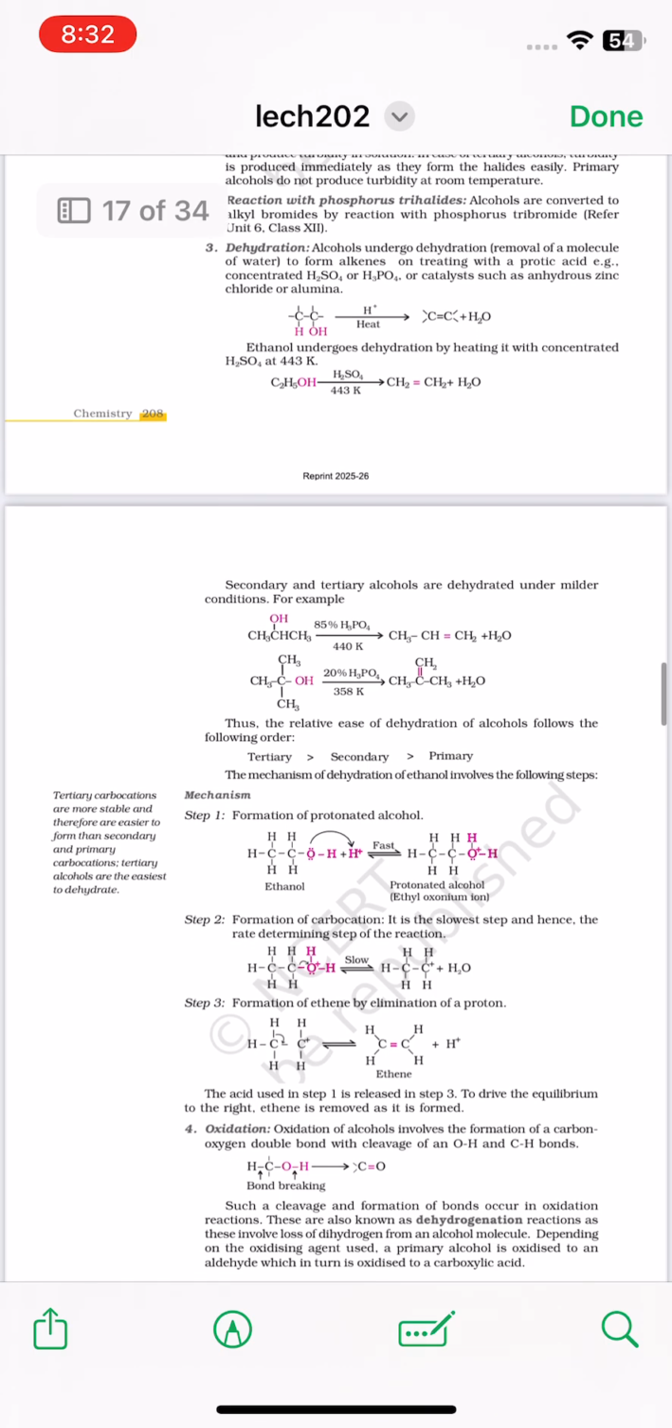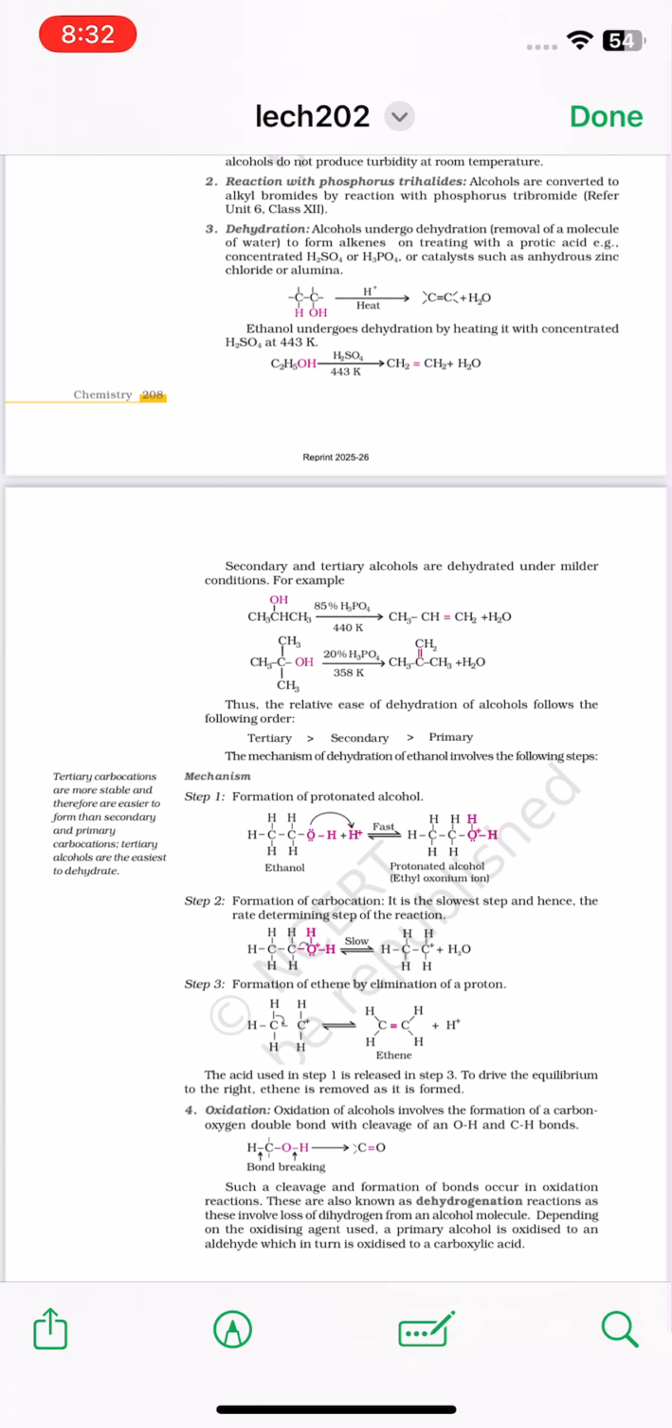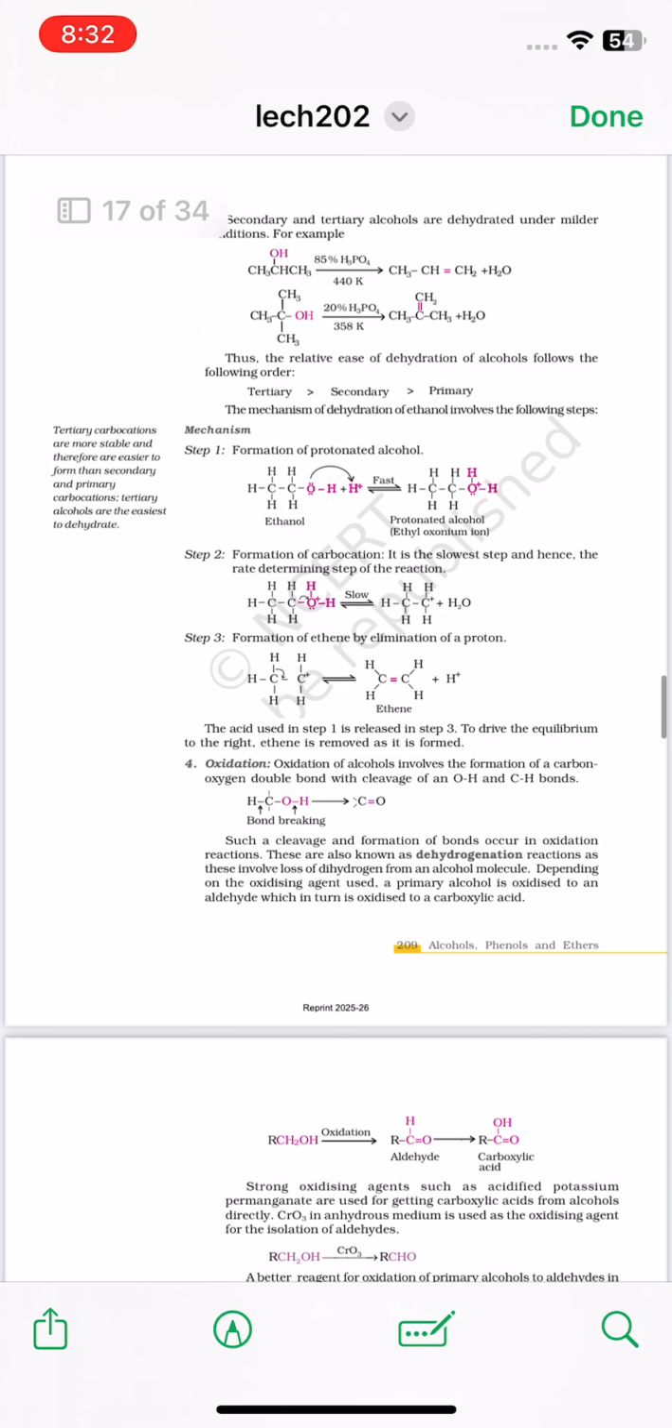Dehydration. Alcohols undergo dehydration, removal of a molecule of water, to form alkenes on treating with protic acids, for example concentrated H2SO4 or H3PO4, or catalysts such as anhydrous zinc chloride or alumina. Ethanol undergoes dehydration by heating it with concentrated H2SO4 at 443 Kelvin. Secondary and tertiary alcohols are dehydrated under milder conditions. For example, CH3CHOHCH3 with 85% H3PO4 at 440 Kelvin gives CH3CH=CH2 plus H2O.